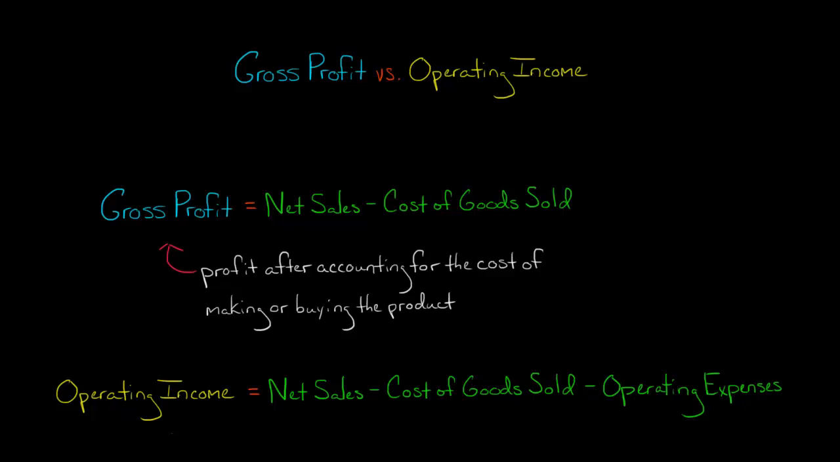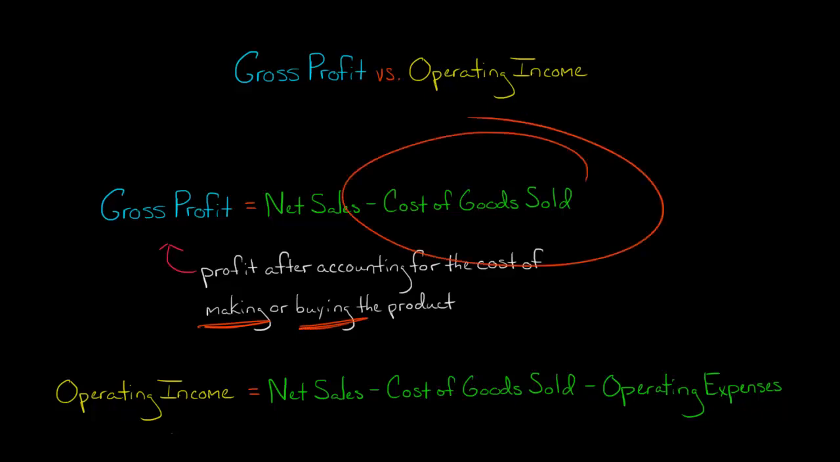So what's the difference between gross profit and operating income? Gross profit is the company's net sales minus its cost of goods sold. So it's the profit after the cost of manufacturing or purchasing the product. If the company is a manufacturer, then cost of goods sold will be the cost of manufacturing the product.